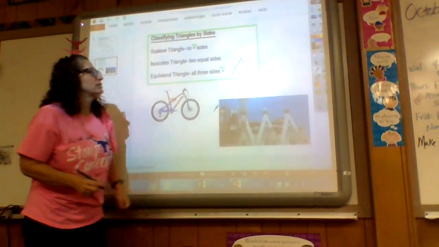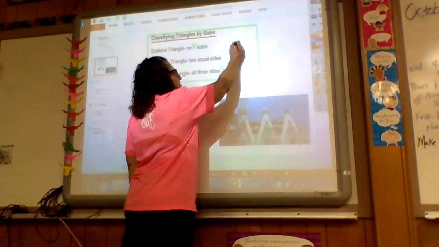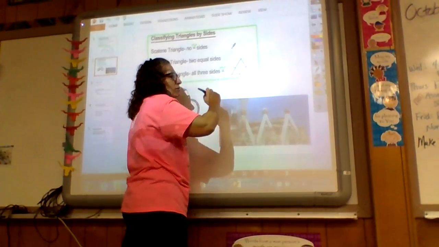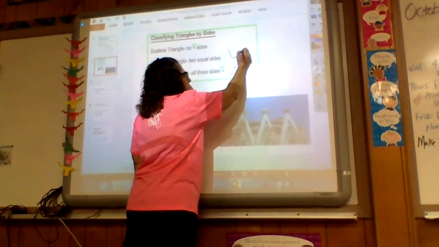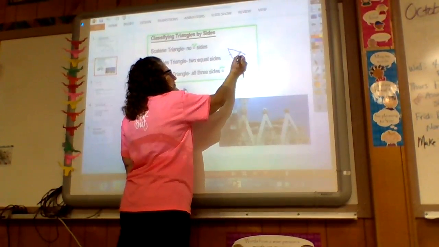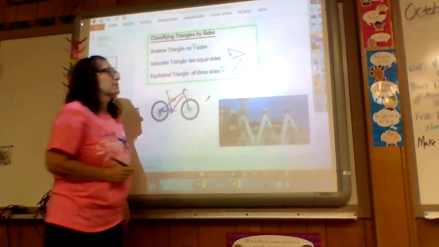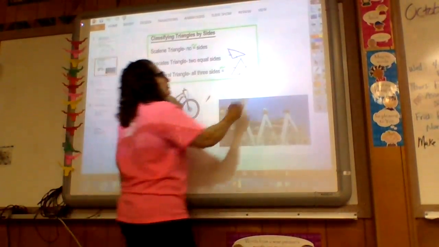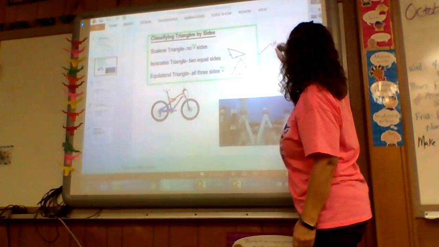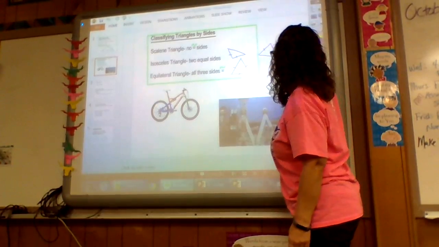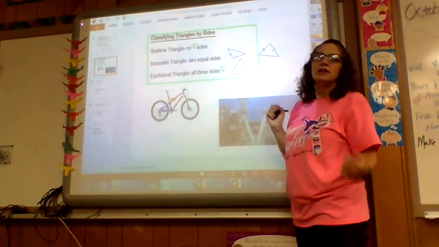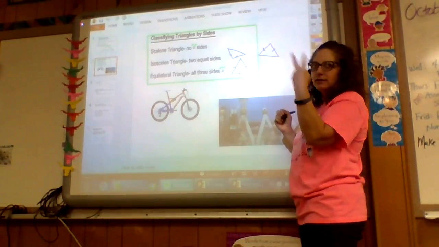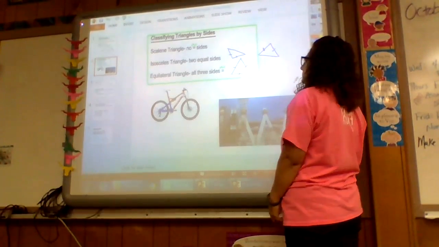Isosceles triangle: 2 equal sides. So an isosceles triangle could be a right triangle. It could be an obtuse triangle. I think I'll just draw one as an obtuse. And then you have 2 equal sides. Or if I drew it this way, it actually looks like the eyes of my triangle, or eyelashes, I guess. And that's isosceles.